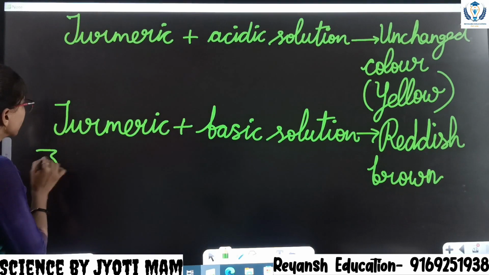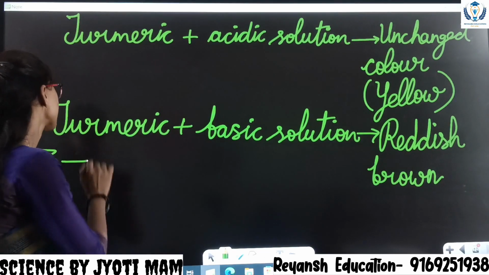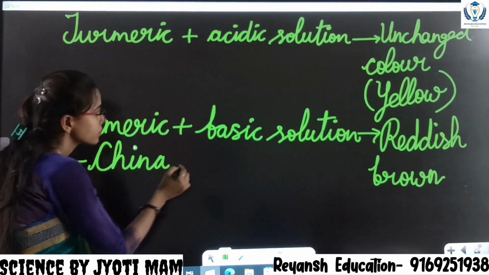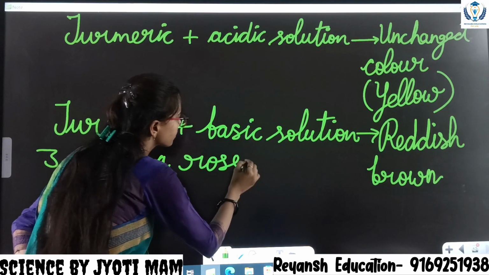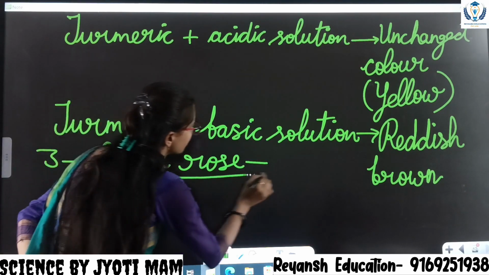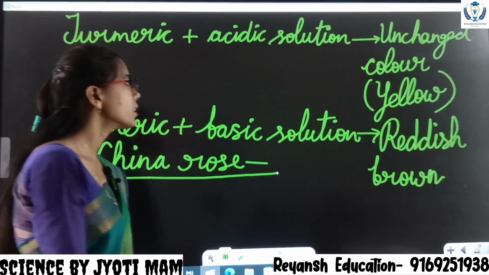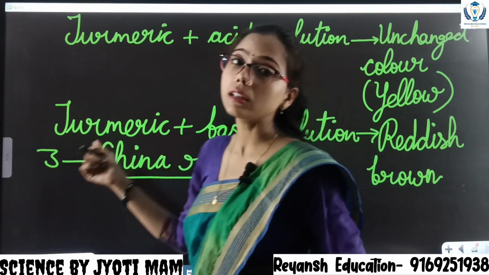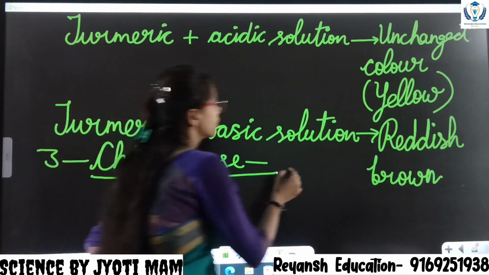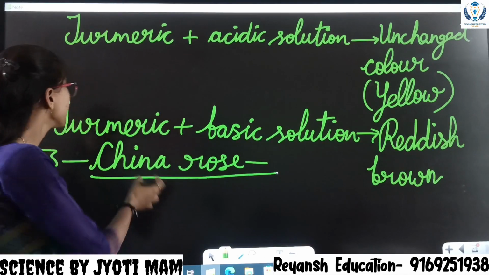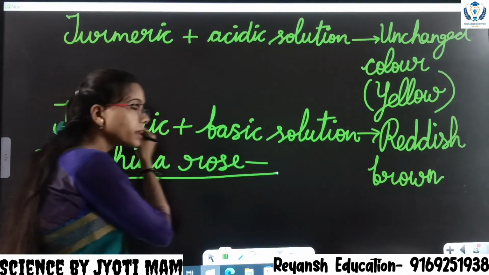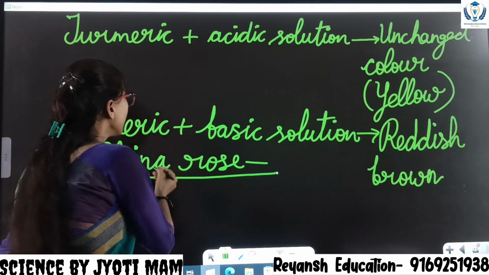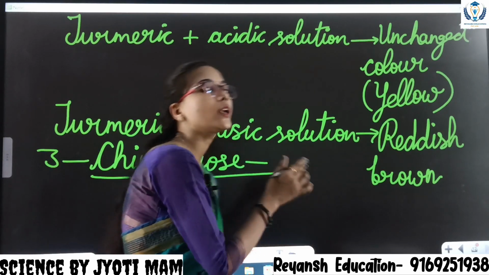Next, the third of the natural indicators is China rose. The first question is how the China rose indicator is obtained. We can say that it is obtained from the petals of China rose only.